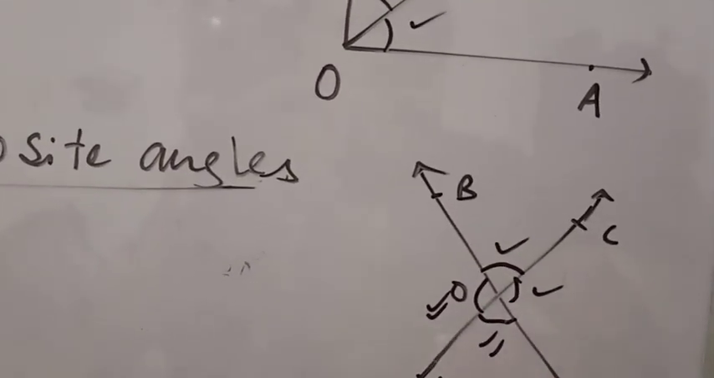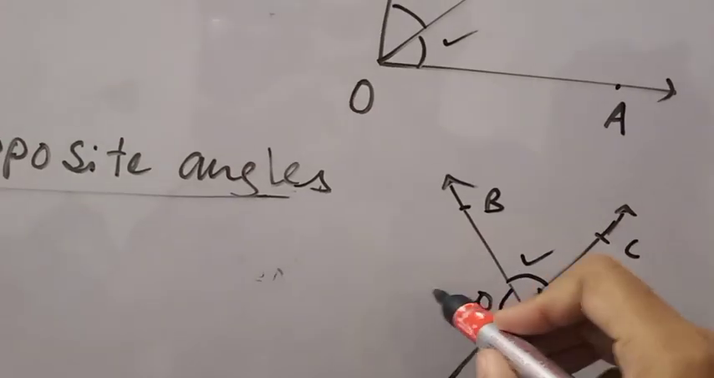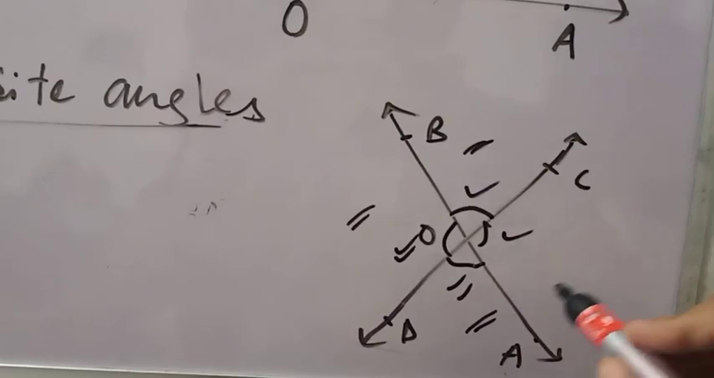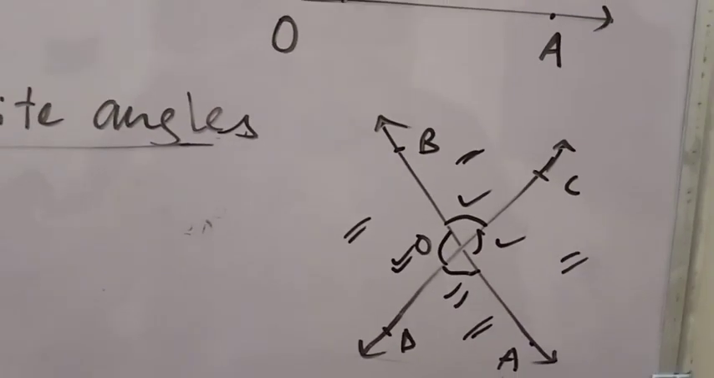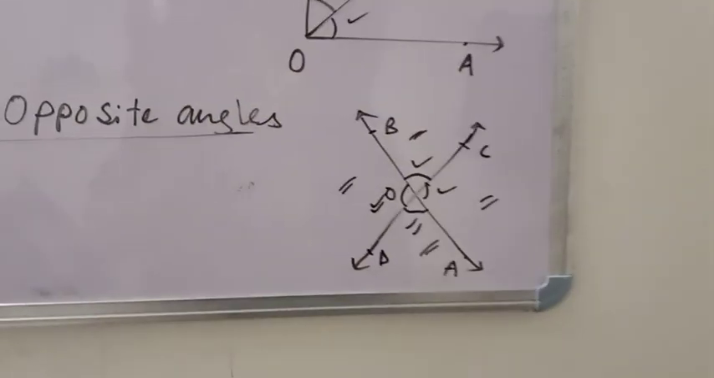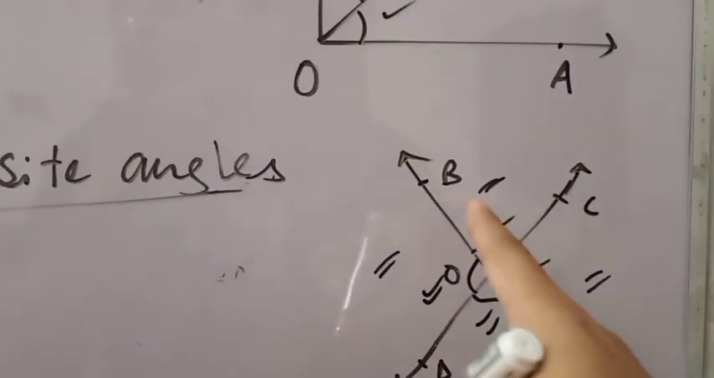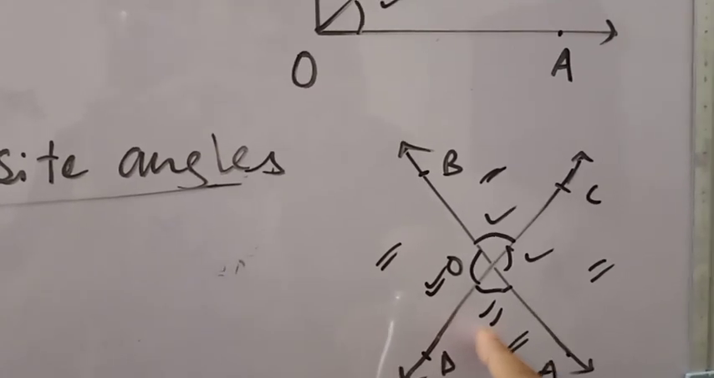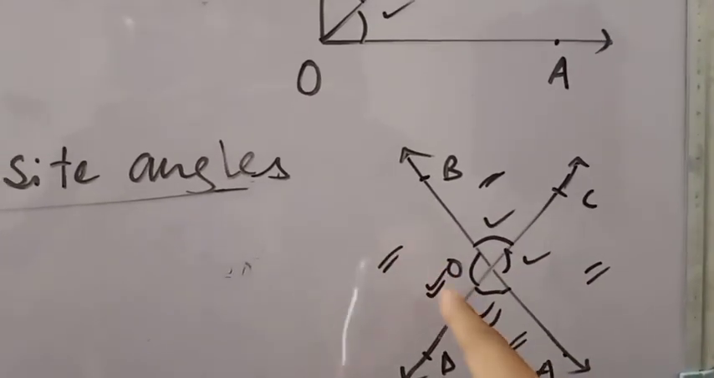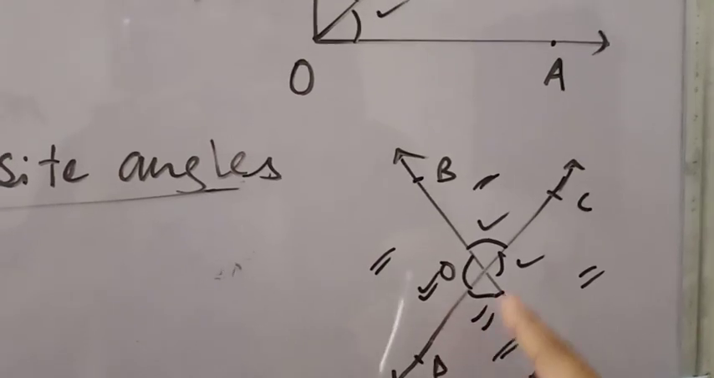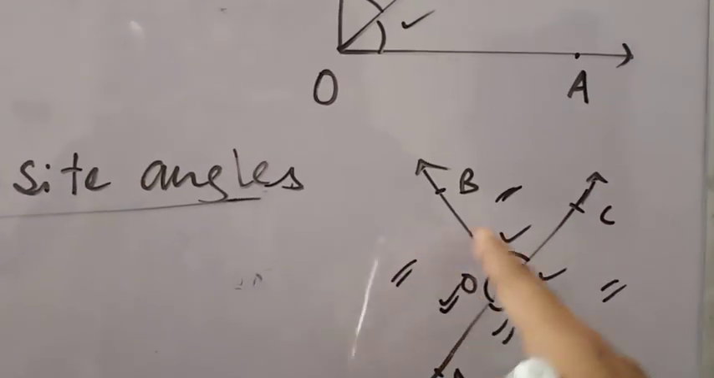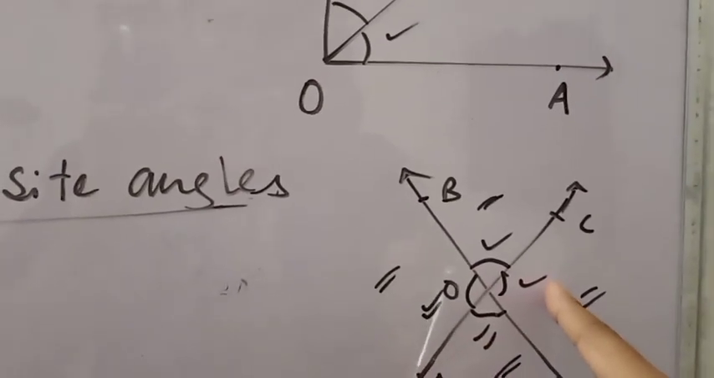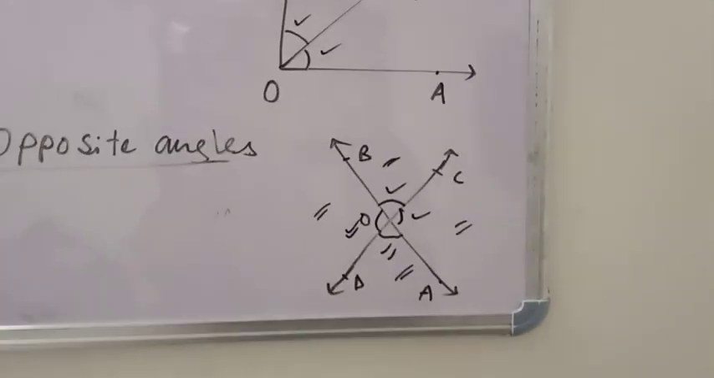Similarly, if we take AC, then this plus this equals 180 and this plus this equals 180. Firstly we are taking AB, then this plus this equals 180, and this angle plus this angle equals 180. If we take CD, then this angle plus this angle equals 180 and this angle plus this angle equals 180, because they are in linear pair.